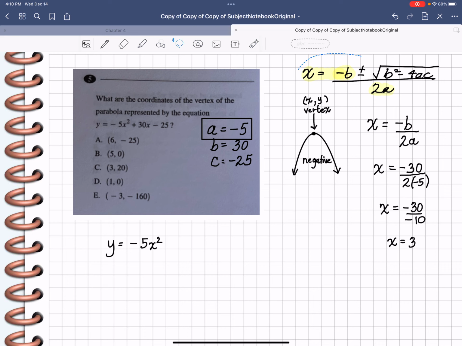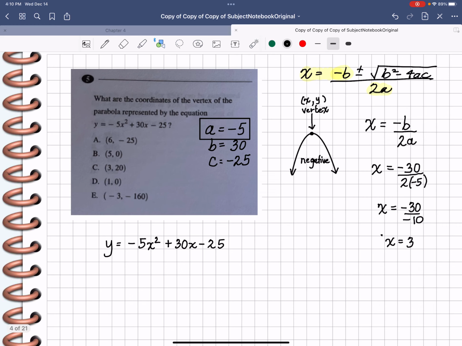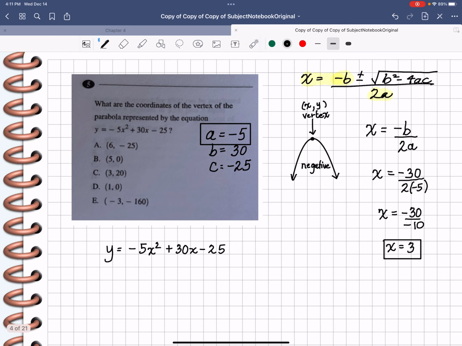This is a quadratic equation, so I need to use the correct terms. Plus 30x minus 25. And remember, we have determined that the x value is +3. So I'm just going to substitute that into this formula.